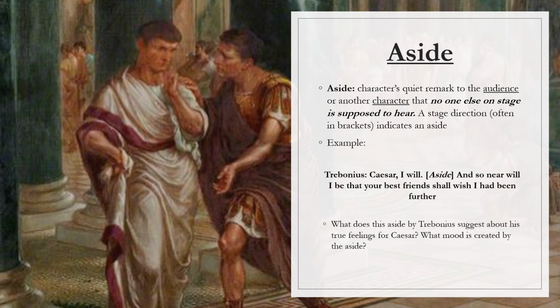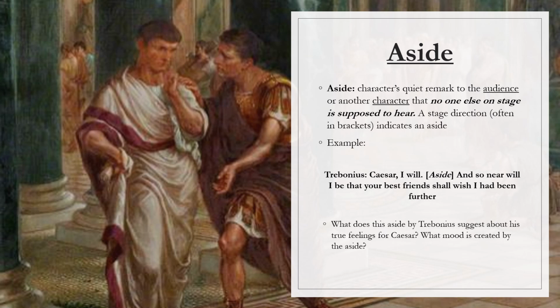For example, again from Julius Caesar, we have this character Trebonius, one of the key characters in the conspiracy to murder Caesar. And here we see him say these words, "Caesar, I will," aside. "And so near will I be that your best friends shall wish I had been further."